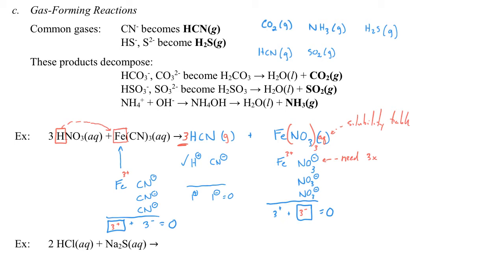That also means that we have the 3 hydrogen atoms that are resulting from this 3 coefficient in front of nitric acid. So H is balanced as well by putting that 3 there. So now if we check everything, we see the hydrogen is balanced, the nitrate is balanced, the iron is balanced, and the cyanide is balanced. So it's completely balanced. So we're done. Let's go to the next example and try another one.